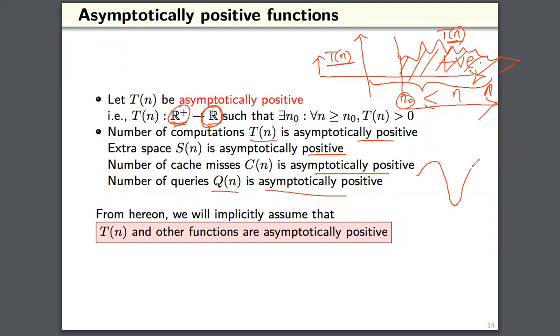If the function goes below the x-axis, it will be difficult to compare which is greater, which is smaller, and so on. Hence, we assume that everything is positive after some point, n naught. Why don't we care about this from 1 onwards? It doesn't matter. So we always look at infinity.